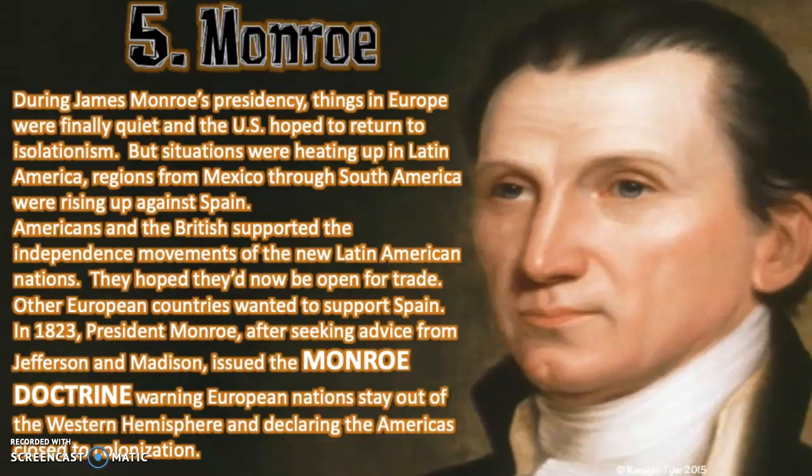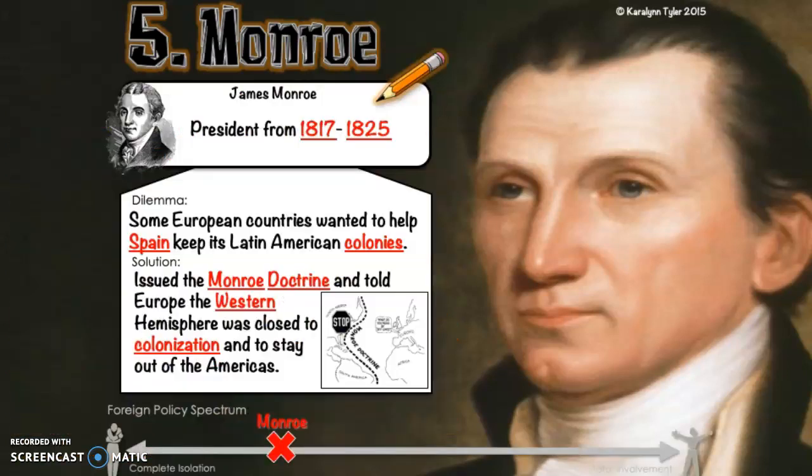In 1823, President Monroe issued the Monroe Doctrine, named after himself, warning European nations to stay out of the Western Hemisphere and declaring the Americas closed to colonization.